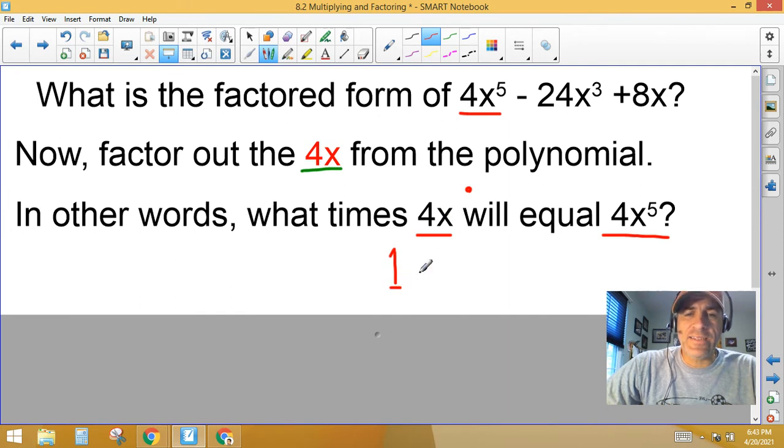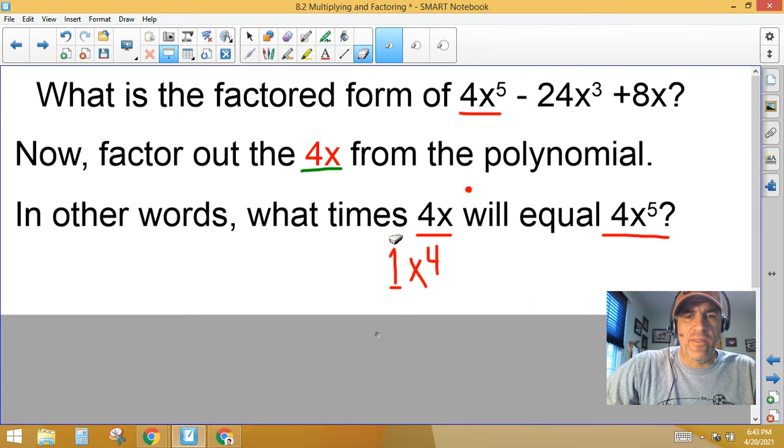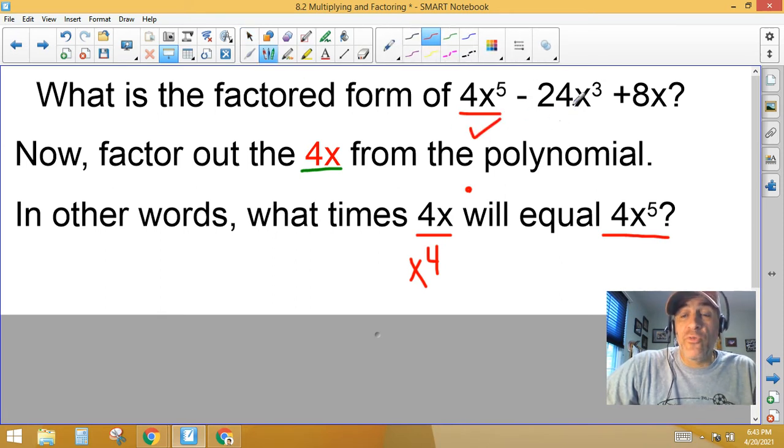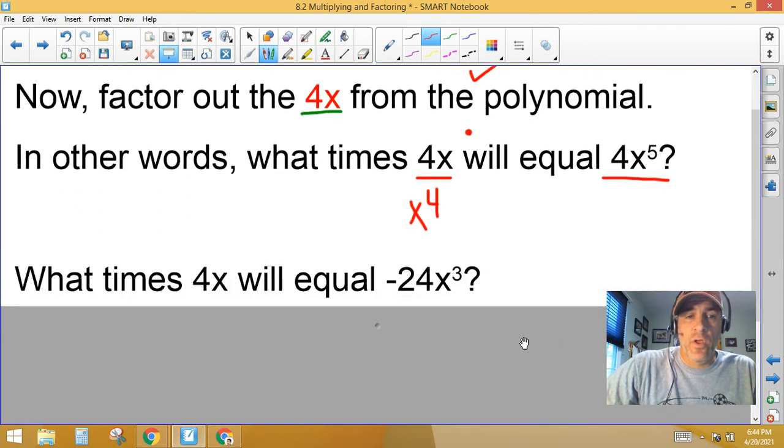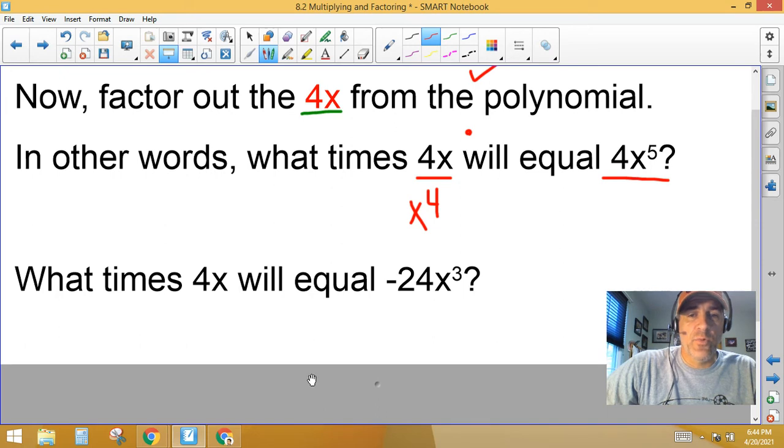And now x times what gives me x to the fifth? Well, that would be x to the fourth. So I'm going to get rid of this 1 because I don't really need it. So x to the fourth times 4x gives me 4x to the fifth. Now I'm going to do that for my next term, negative 24x cubed. What times 4x will give me negative 24x cubed?